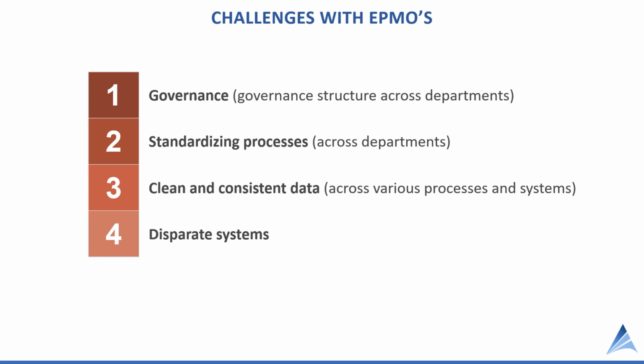Standardizing processes also can be very tricky. Again, you may have different types of projects being managed. IT may have an emphasis on agile delivery. Marketing, they're going to have their projects very often have shorter cycle times. Operations could have a wide variety of different types of projects. So standardizing project management and those processes across the enterprise can be difficult depending on the different departments that are managing projects. In relation to that, then we have the challenge of clean and consistent data.